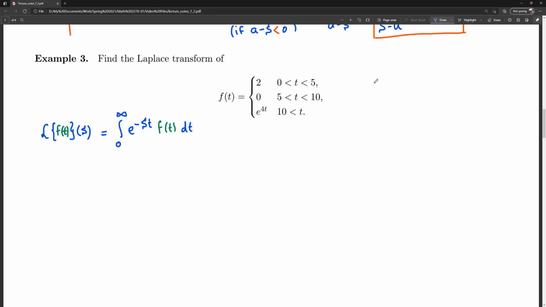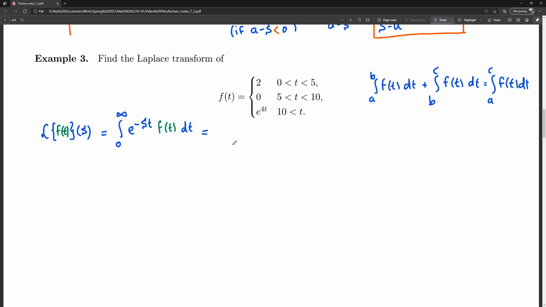And we know from calculus that if you take an integral from a to b of f of t dt plus the integral from b to c of f of t dt, then that's the integral from a to c of f of t dt. So that's the idea behind this.